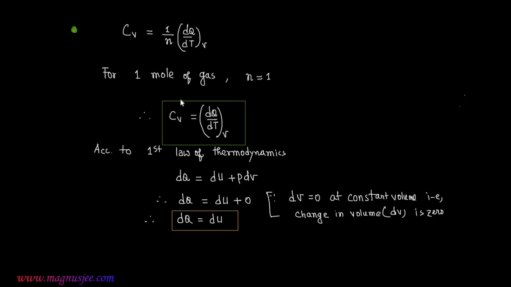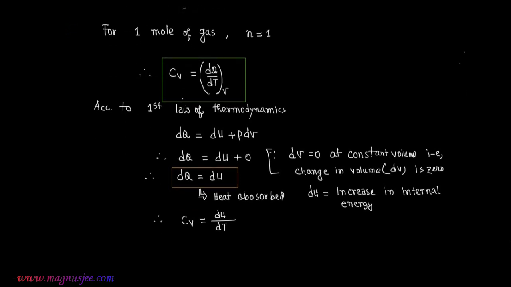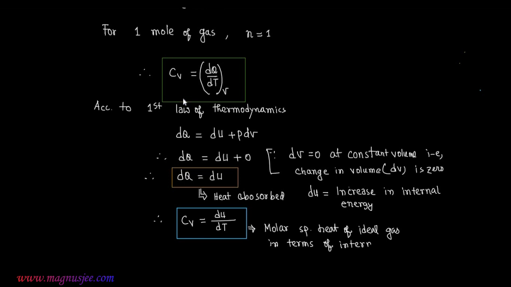Therefore Cv, the expression of molar specific heat of the gas at constant volume, will be as follows. Here dQ is equal to dU, that is the heat absorbed by the ideal gas, and dU is the increase in internal energy of the gas. Therefore Cv is equal to dU by dT, the rate of change in internal energy of the gas with respect to its absolute temperature. We get Cv as equal to dU by dT, which is the molar specific heat of the ideal gas in terms of internal energy at constant volume.